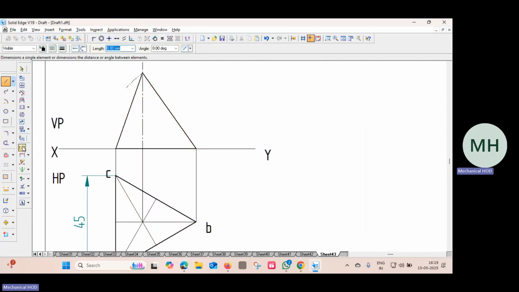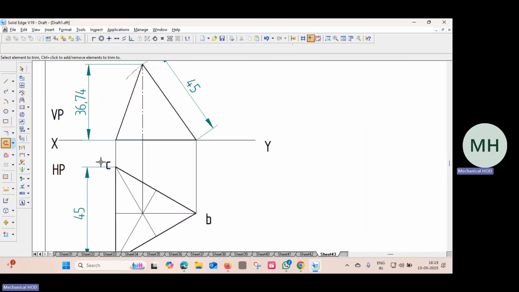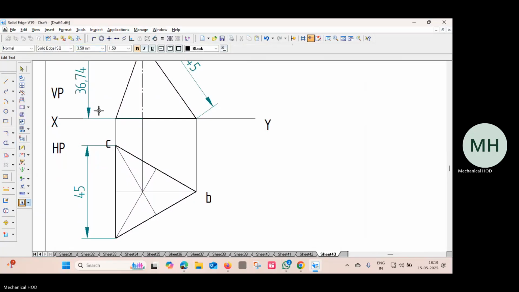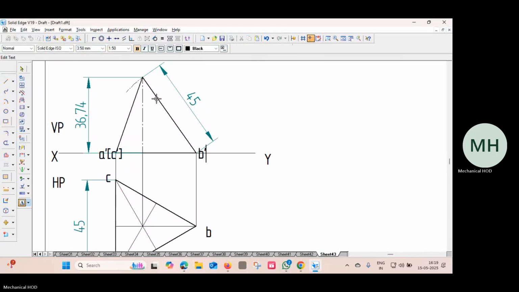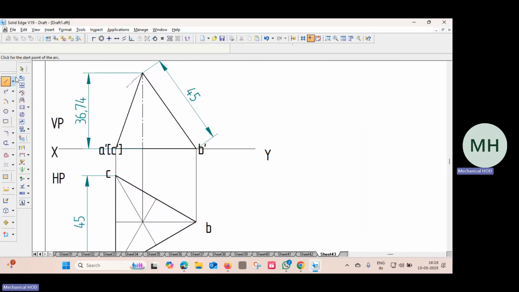Then this is 45. We have to find out the vertical height, 41.94. Sorry, the vertical height you have to take only up to the axis. So trim this. It comes to 36.74. Then what else is required? Naming here. This is A dash, C dash. This is B dash. This is the apex O dash. Okay. Now enclose this in a box.